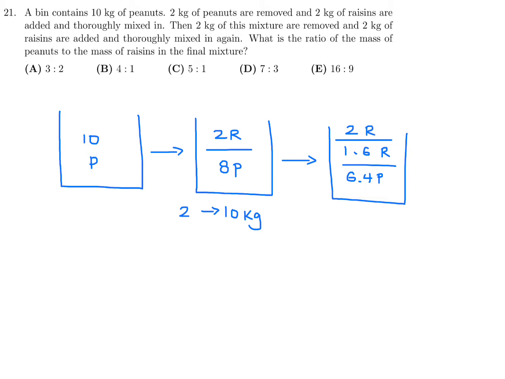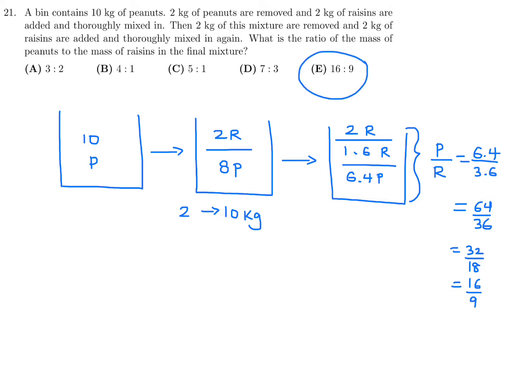Okay, so now they're saying what is the ratio of peanuts to raisins in this mixture right here? Well, the peanuts is 6.4 and the raisins is 3.6. So that's what? 64 over 36 if you multiply top and bottom by 10. This is 32 over 18, which is 16 over 9, and that's in lowest terms. So 16 over 9 is choice E.